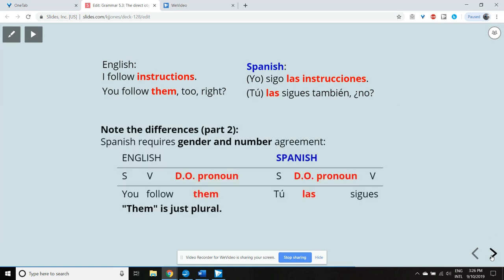And this next thing we're going to talk about is what I already mentioned, noting the difference part 2. Spanish requires both gender and number agreement. Them, the English direct object pronoun, is just plural. We don't have gender for our object pronouns in English. But when they refer to things, people, yes, things, no.